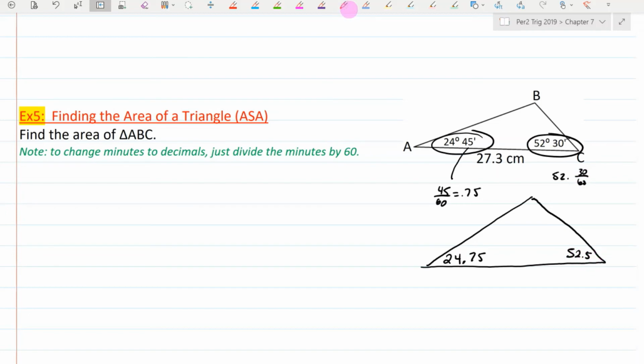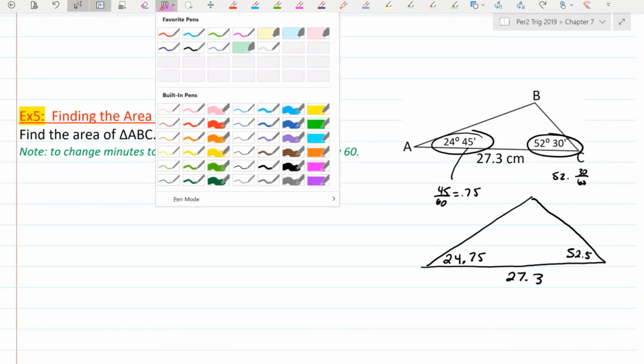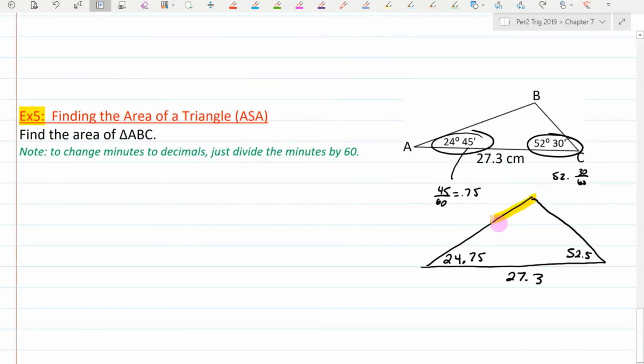We also have this side right here that's given, 27.3, but we need side angle side. So you have two choices, okay? Your two choices are, you can do side angle side, okay? Or, I lost the 3 here. You could do side angle side. Okay, so you have to decide which of those you want to do. It's up to you. So I'm going to go ahead and do, I guess it doesn't really matter. I don't know, I'm going to do this.